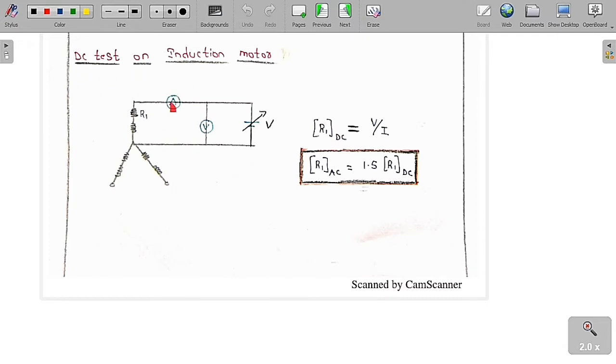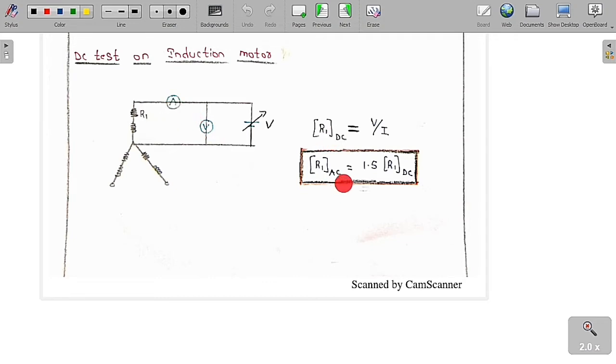So now we will perform the DC test on the stator winding of the induction motor. I have already told you, the stator winding we are going to connect in star fashion. So for a single phase, we take supply voltage V, and we keep an ammeter and a voltmeter here. Now I will try to find the value of R1. At steady state condition, the inductance will be 0 because frequency is 0, so its reactance will be 0. Therefore, R1 in DC is equal to V by I. The V value we can get with the help of the voltmeter, and the I value with the help of the ammeter. So the DC value of this resistance we are going to get.